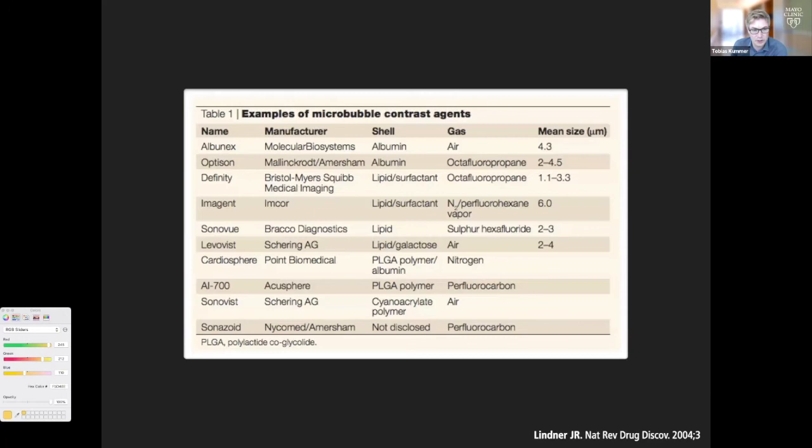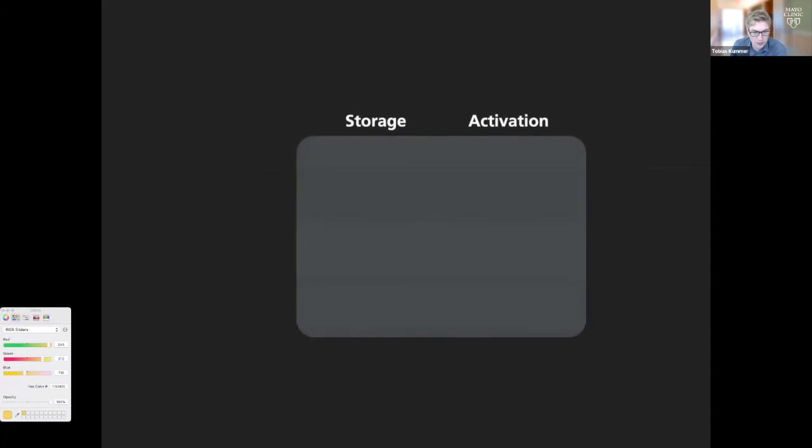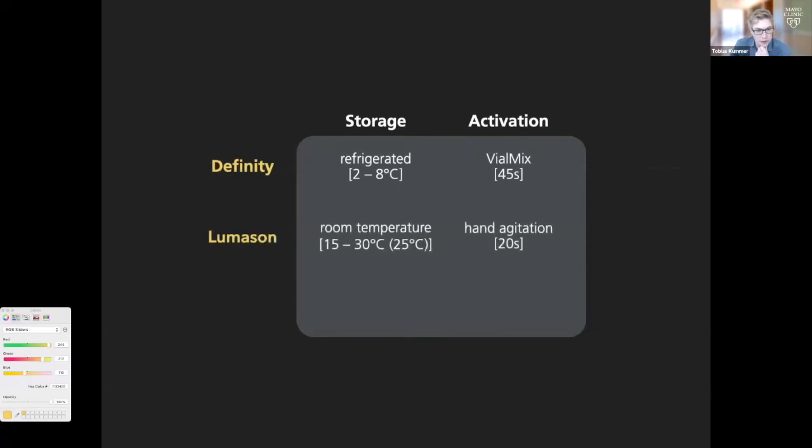So the contrast agent, just very briefly, there are 3 commercial contrast agents on the market. They all work well, and some people have stronger feelings about one over the other in terms of visibility, but they all work pretty well. Which one we use, like Laura said, has to do with the storage, activation, and the FDA indication. Definity needs to be refrigerated and activated in a vial mixer. Lumason can be kept at room temperature and hand agitated. And then Optison is refrigerated, but you can just roll it in your hand and it's ready in a few seconds.